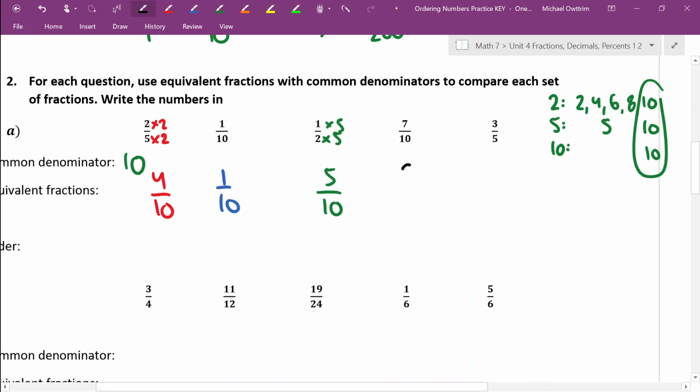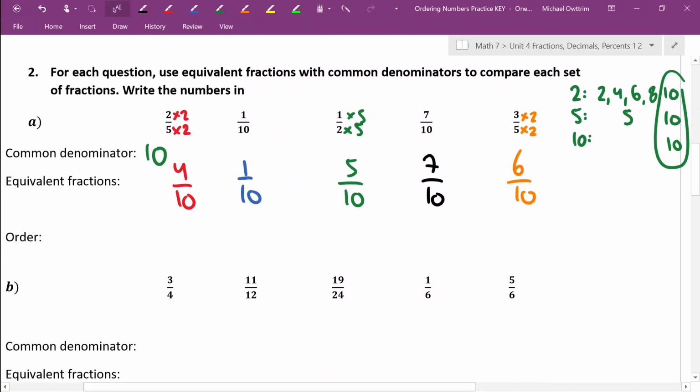7 tenths already has a 10 on the bottom. And then 3/5 needs to be multiplied by 2 to make 6 tenths. From here, we just need to go ahead and compare the top numbers. We want these in ascending order. I don't know why it disappeared here, but ascending order.